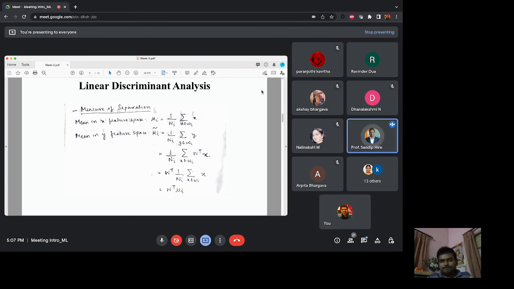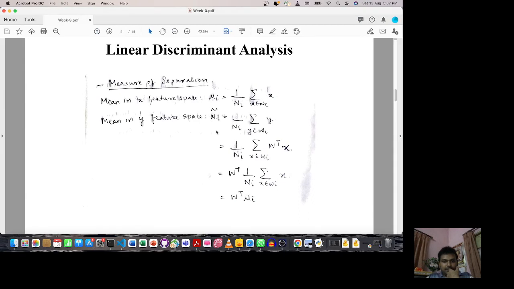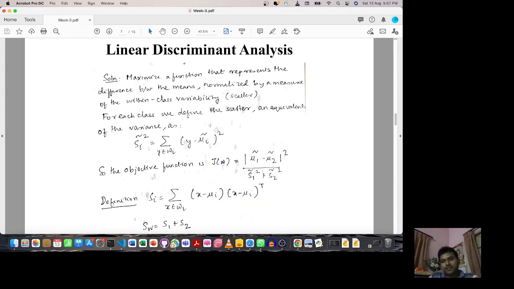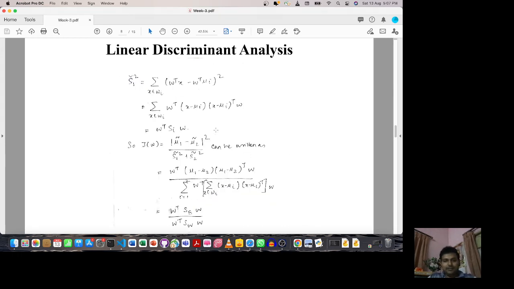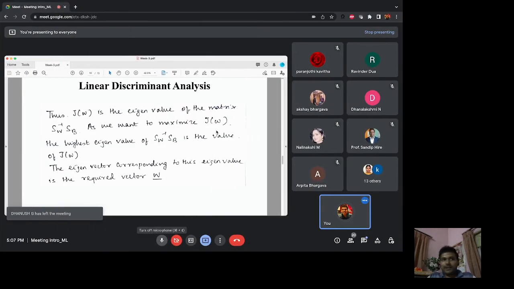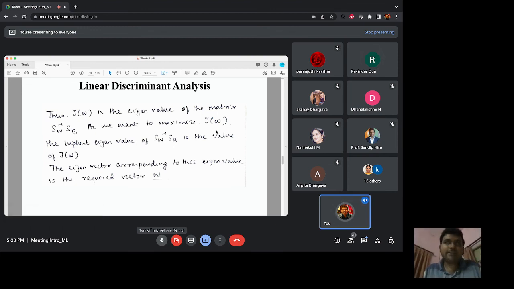Is it applicable for regression? W transpose X, mu 1 minus mu 2. Regression, I don't think it will be that applicable. Discriminating classes, I don't think so. I've never seen it being used for regression. I don't know whether there are some papers on this, but I have not seen it being used for regression. Mostly it's used for classification.